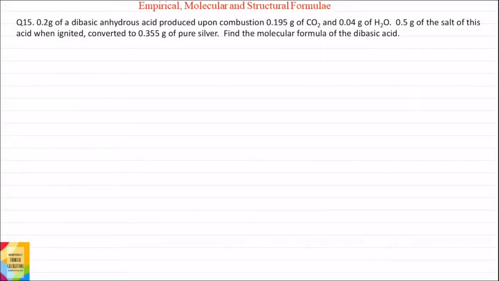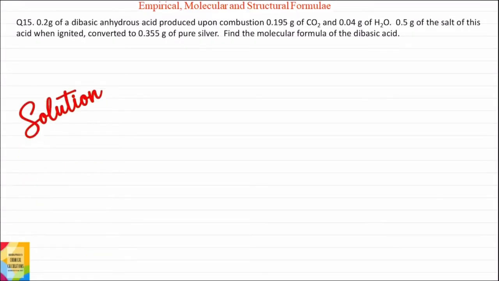Question 15. 0.2 gram of a dibasic anhydrous acid produced upon combustion 0.195 gram of carbon dioxide and 0.04 gram of H2O. 0.5 gram of the salt of this acid when ignited converted to 0.355 gram of pure silver. Find the molecular formula of the dibasic acid.